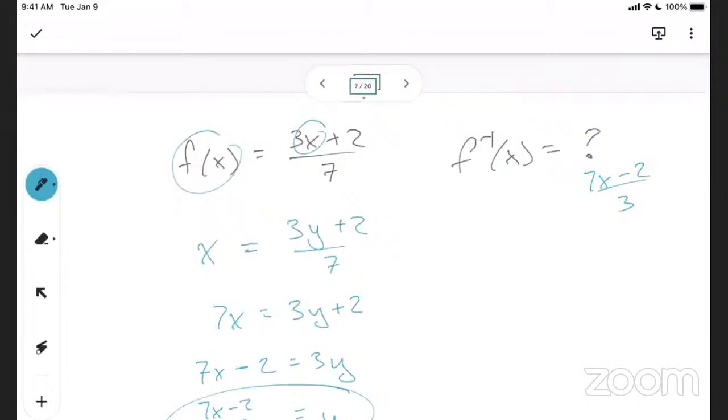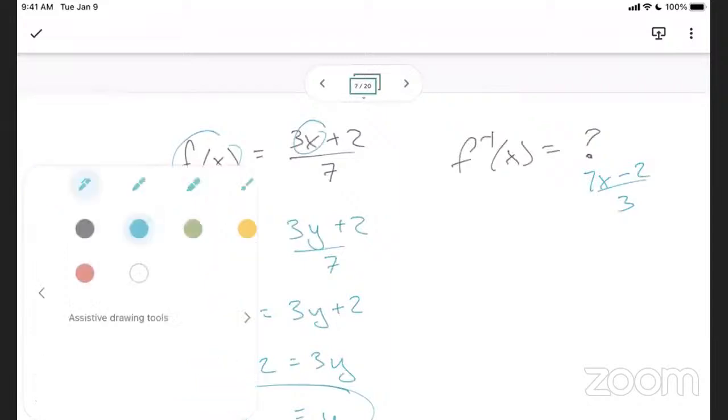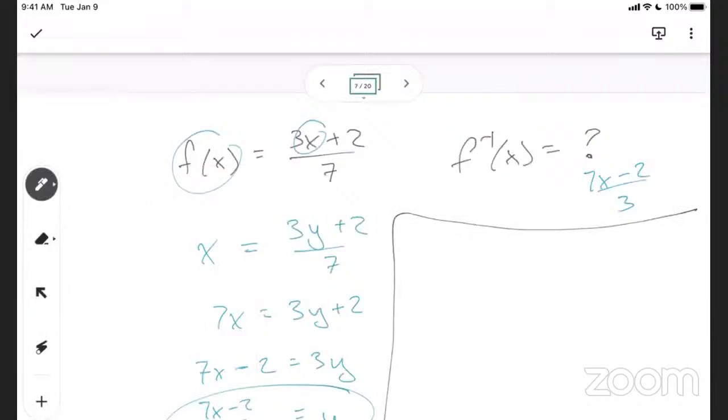Now the reason I did that is because I wanted to show you how a more difficult problem would work out. If I wanted you to prove that those were inverses, how would I check? Remember, we just did this before. I'm doing f of f inverse of x. I'll make f inverse blue. So I'm going to write out my f function, 3 times x plus 2 over 7. But notice I didn't write the x, because I'm going to write 7x minus 2 over 3 in there instead. Now how does this simplify? The 3's cancel, the 2's cancel, and the 7's cancel. Guess what I got? x.